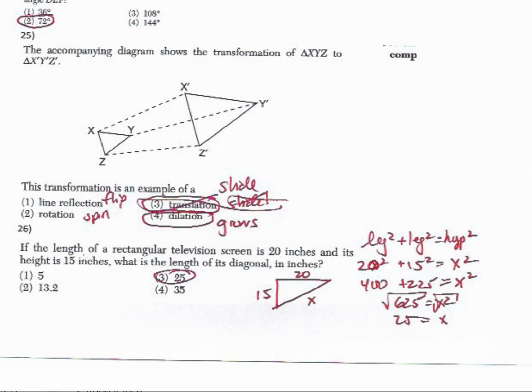Number 26, our last one for the day. If the length of a rectangular television screen is 20 inches and its height is 15 inches, what's the length of the diagonal? Well, look, rectangle means it has a right angle in the corner here. So 15 and 20 are the two legs. X is the hypotenuse. 20 squared plus 15 squared has to equal x squared. 400 plus 225 is x squared. Add them up, you get 625 is x squared. X is 25. This is a 3, 4, 5 right triangle multiplied by 5. So choice 3, 25 is it.